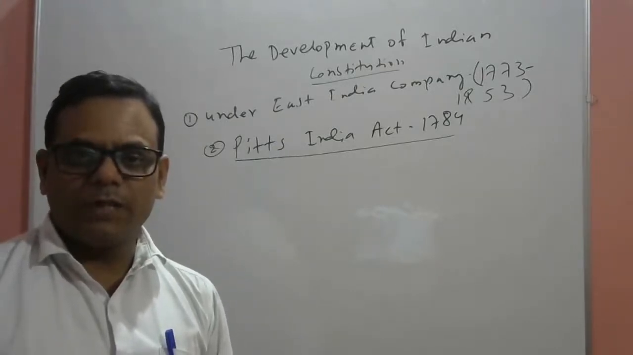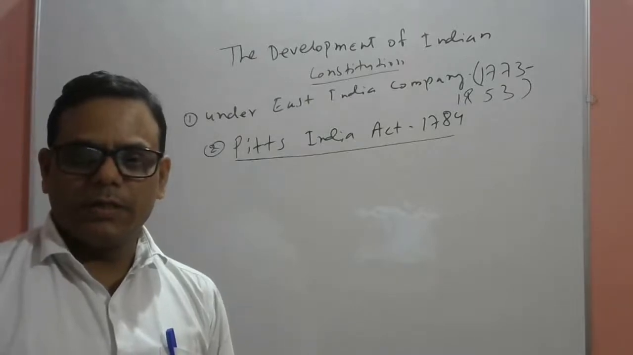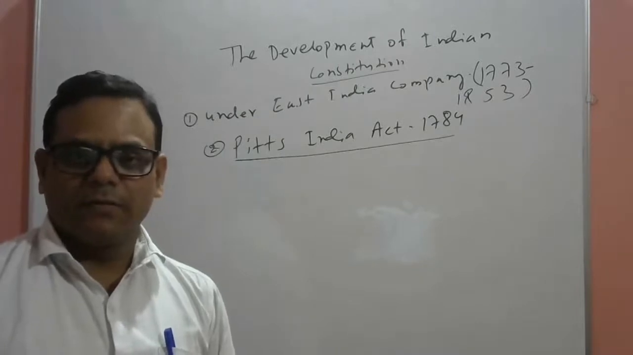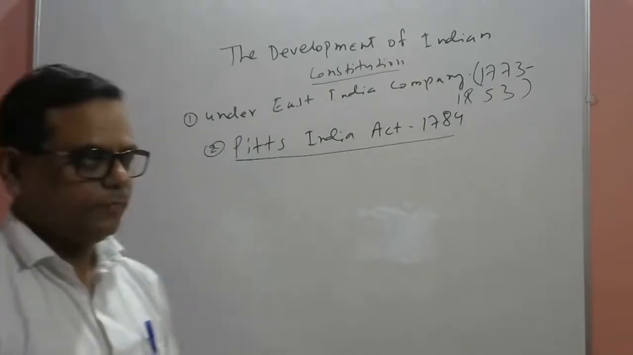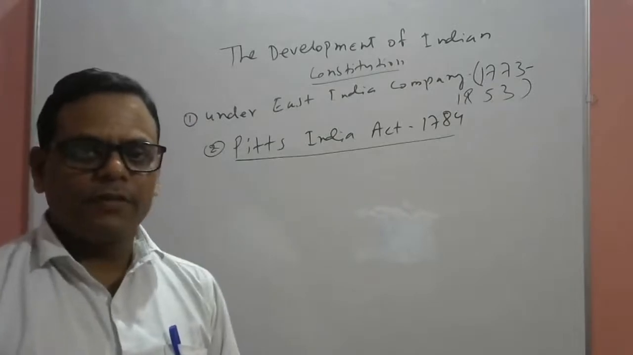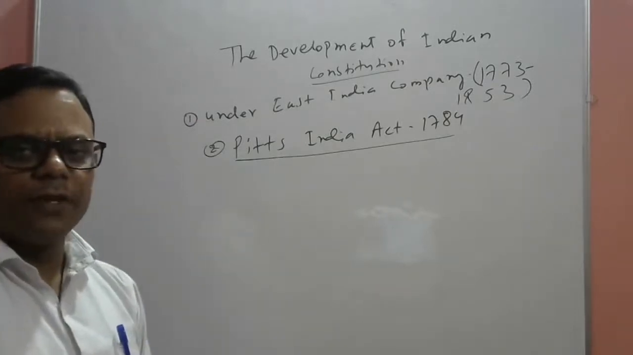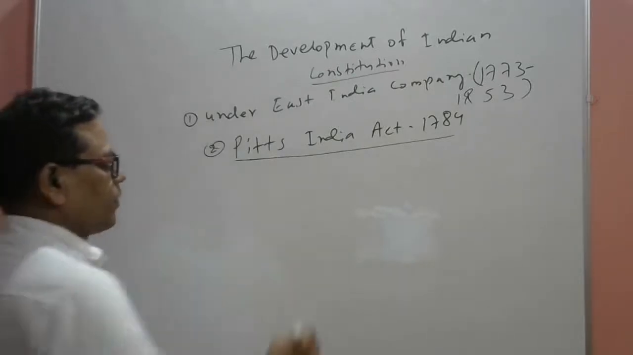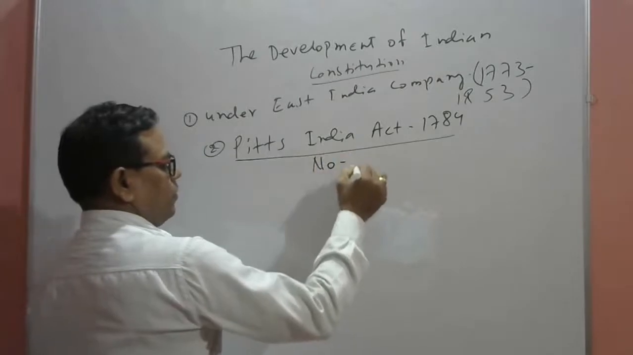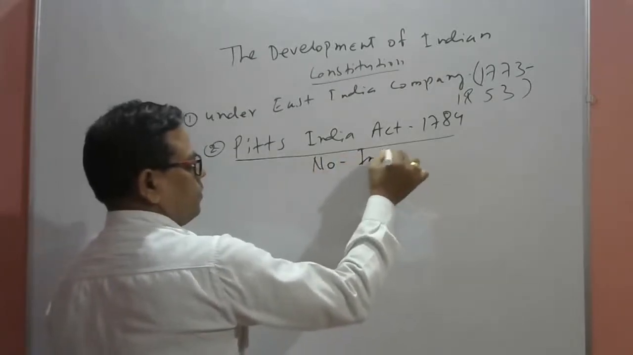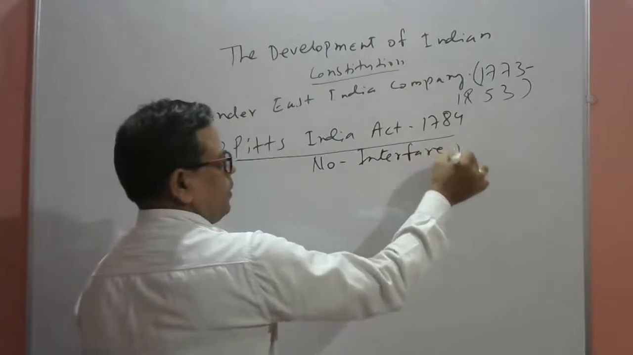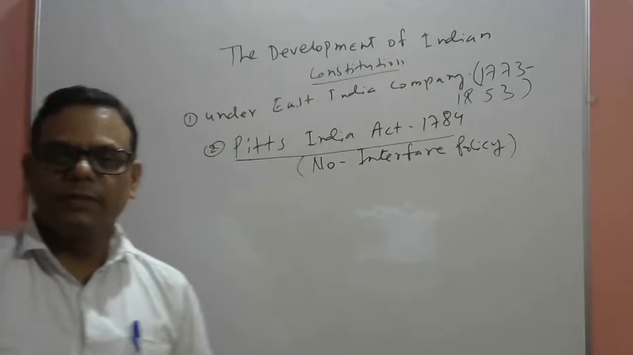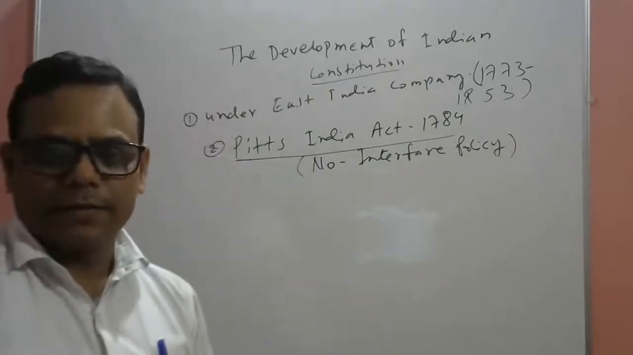The main objective of this rule is that British government has adopted free trade policy. Okay, free trade policy, or you can say no interfere policy. This is the motto of this act.